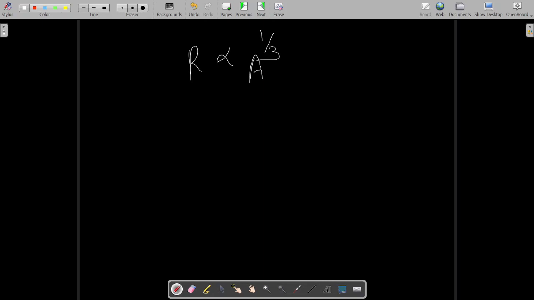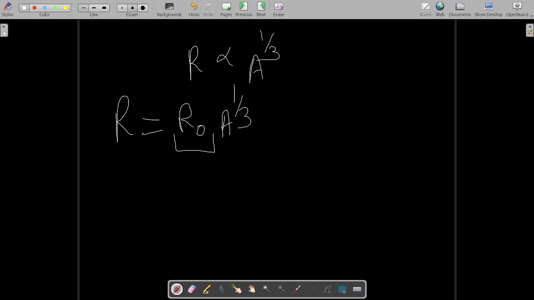So r is equal to r naught A to the power 1 by 3. This is the constant of proportionality. Whenever the directly proportional sign is removed, what do you get? Proportionality constant. And that proportionality constant over here is r naught.